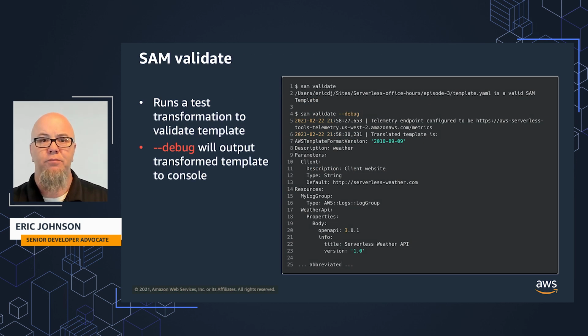The next utility to help you debug your SAM templates is SAM validate. The validate command runs a test transform to validate the template. If the transform works, the template returns valid. If the transformation fails, the validate command returns an error. It's important to understand that SAM validation does not check for template formatting issues and may miss this kind of error. Adding the debug flag to the validate command will output the transformed template to the console. This output allows you to see what resources SAM will create from the serverless resources declared in the SAM template.